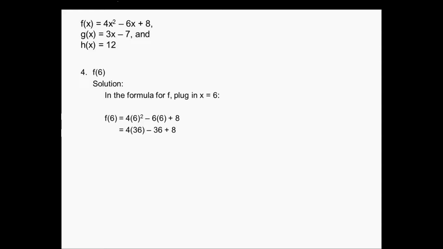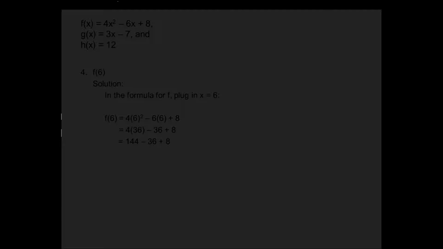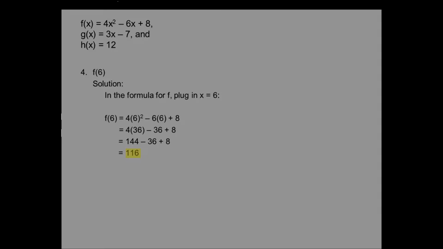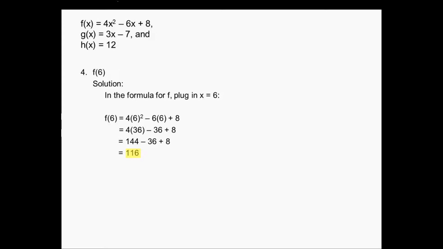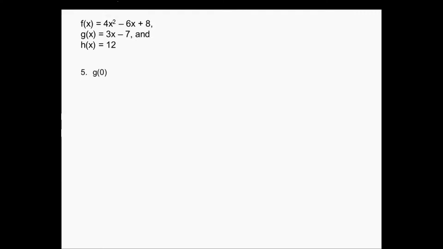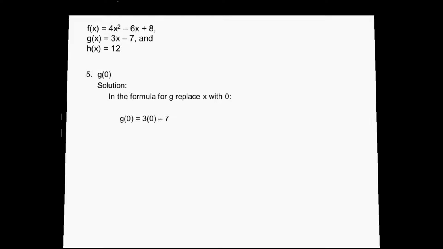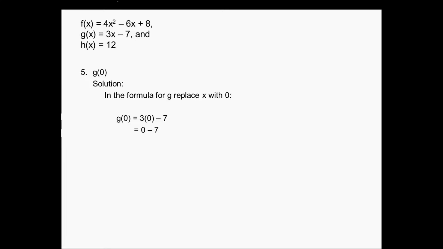Okay, 4 times 36 is 144. So 144 minus 36 plus 8. And when you do it all, you get 116. Okay, 116 is your final answer. G of 0. So, in your formula for g, let x be 0. So, I'll have 3 times 0 minus 7. 0 minus 7, which is negative 7. Negative 7 is your final answer.